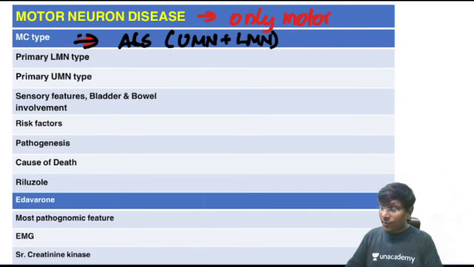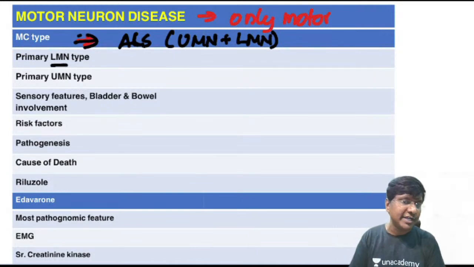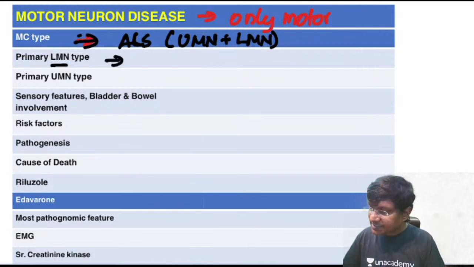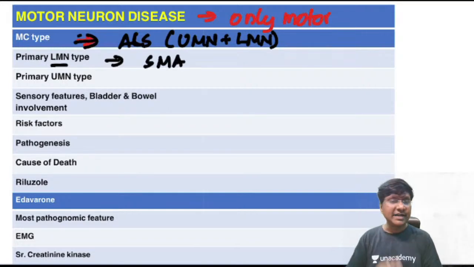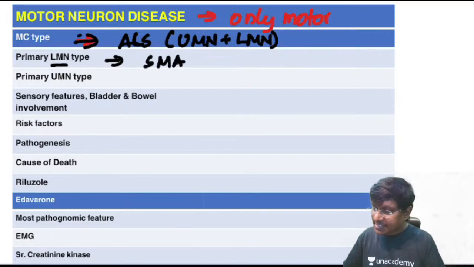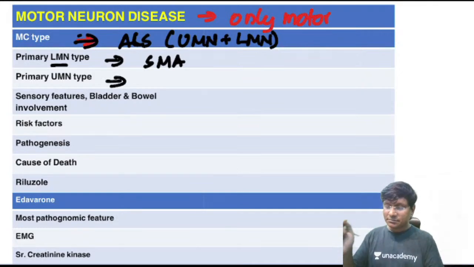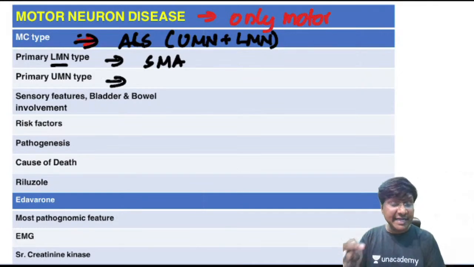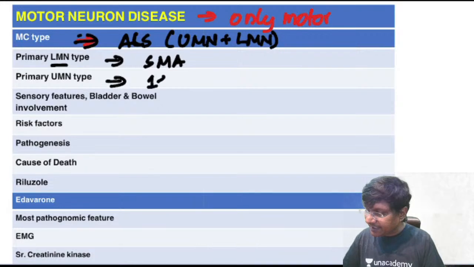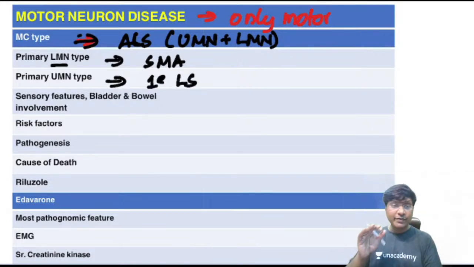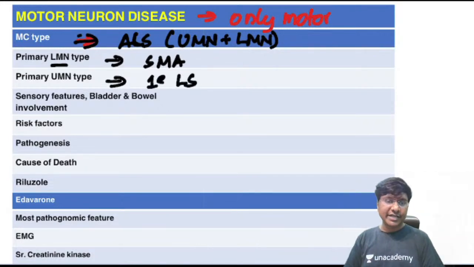In amyotrophic lateral sclerosis, you have both upper motor neuron as well as lower motor neuron involvement. Whereas, which is that motor neuron disease where you have primarily lower motor neuron type of paralysis? That will be spinal muscular atrophy. That will be lower motor neuron type of paralysis. Now, what is that motor neuron disease where there is primarily upper motor neuron type? That will be primary lateral sclerosis, where it will be primarily upper motor neuron type of paralysis.